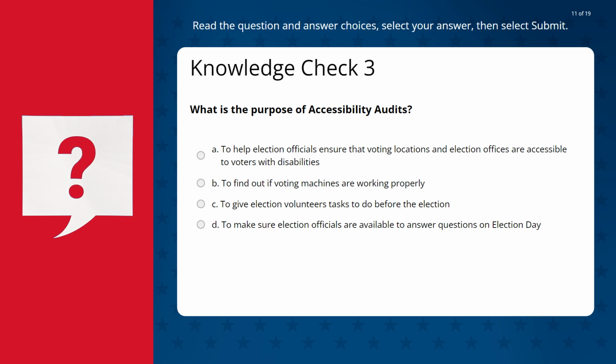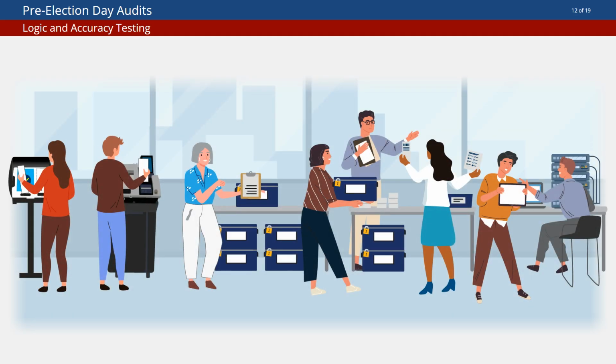Then select Submit. Nearly all states and territories conduct logic and accuracy testing prior to an election. Think of it as a dress rehearsal for voting and counting ballots, using the same voting equipment that will be used by actual voters. These tests demonstrate that voting equipment is properly programmed and operating correctly.